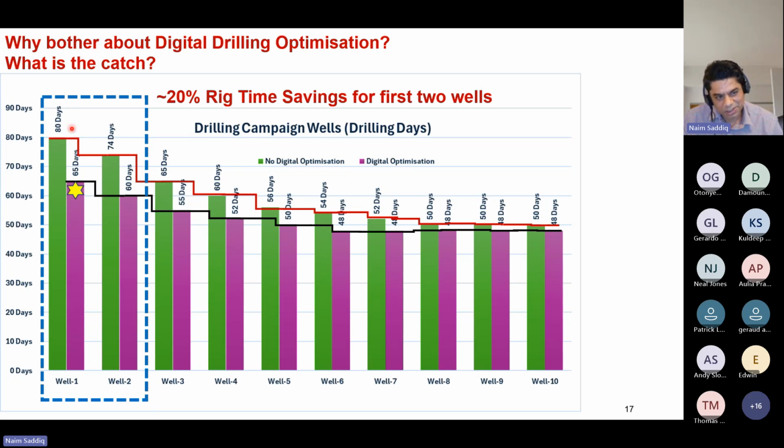The chart is showing the green bars, which are the normal cycle of a drilling campaign. If you bring up a rig and drill 10 wells, this is the cost and the number of days it goes. Similar shape, similar everything. You learn from the drilling curve. And the purple one is the one with digitally infused designs and digital drilling optimization.